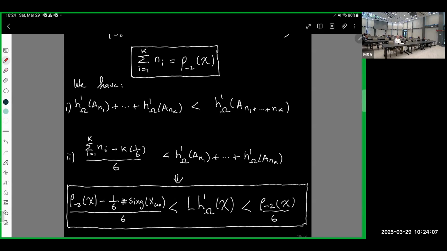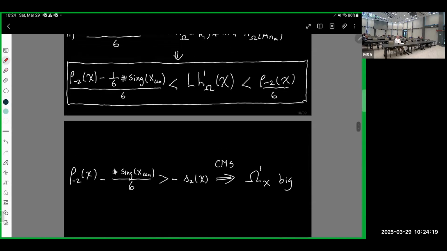So this gives me now an understanding of when I can use my criterion to get bigness, and when I cannot. So for example, if I have a surface where the number of minus 2 curves on the surface minus the number of singularities divided by 6 is bigger than minus the second Chern number, then the canonical model criterion tells me that the cotangent bundle is big. Right?